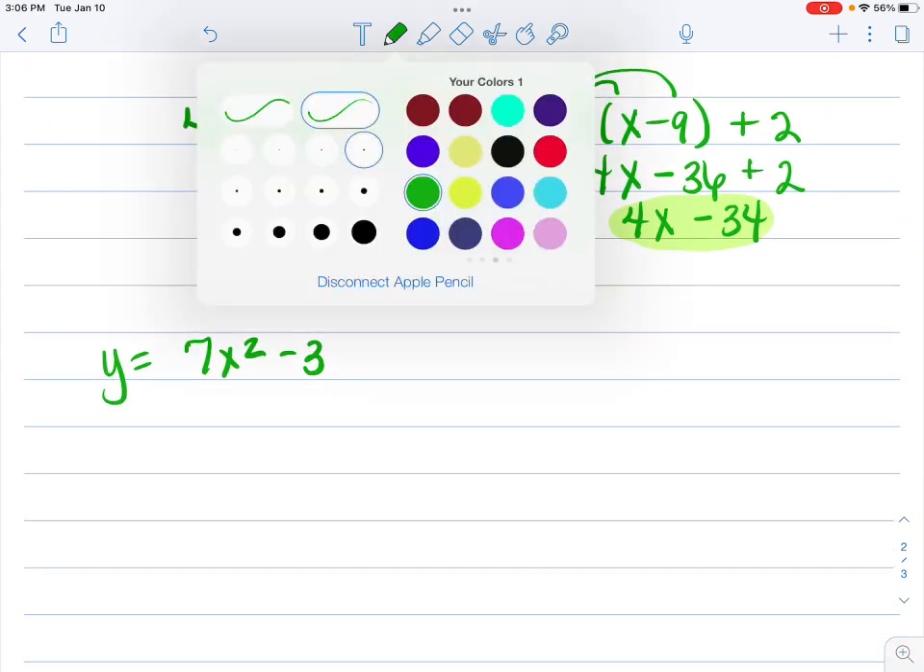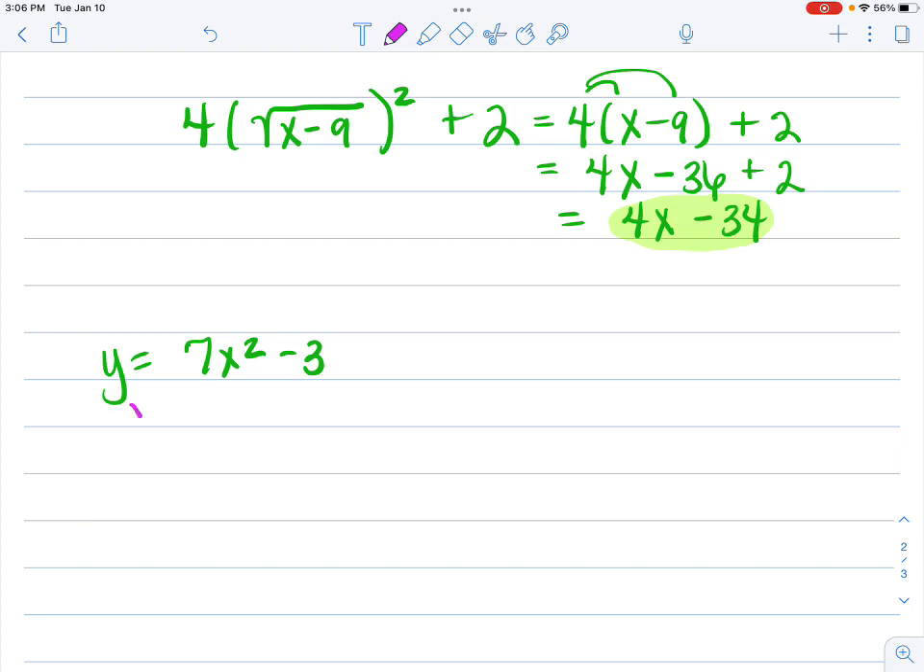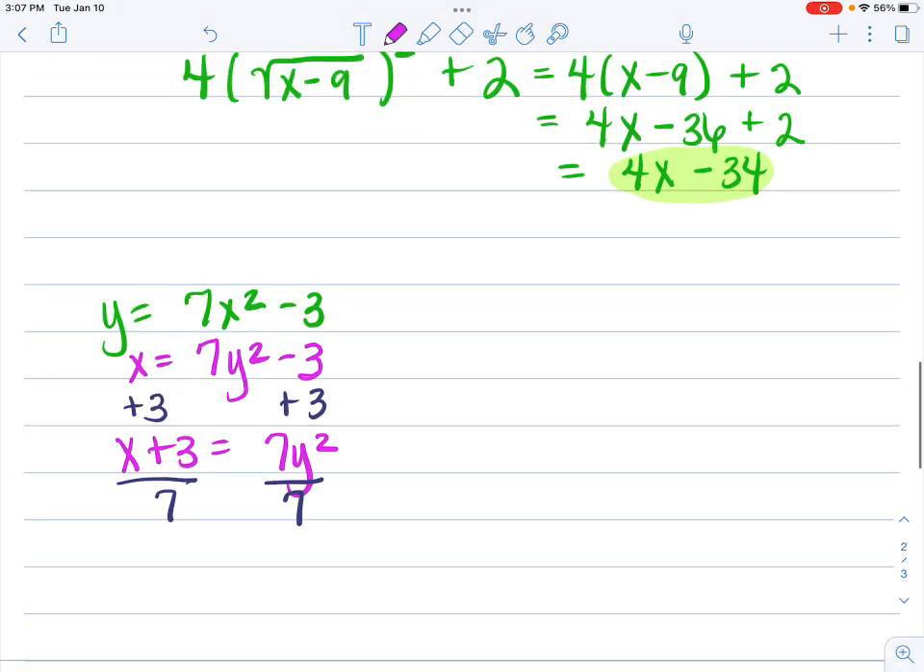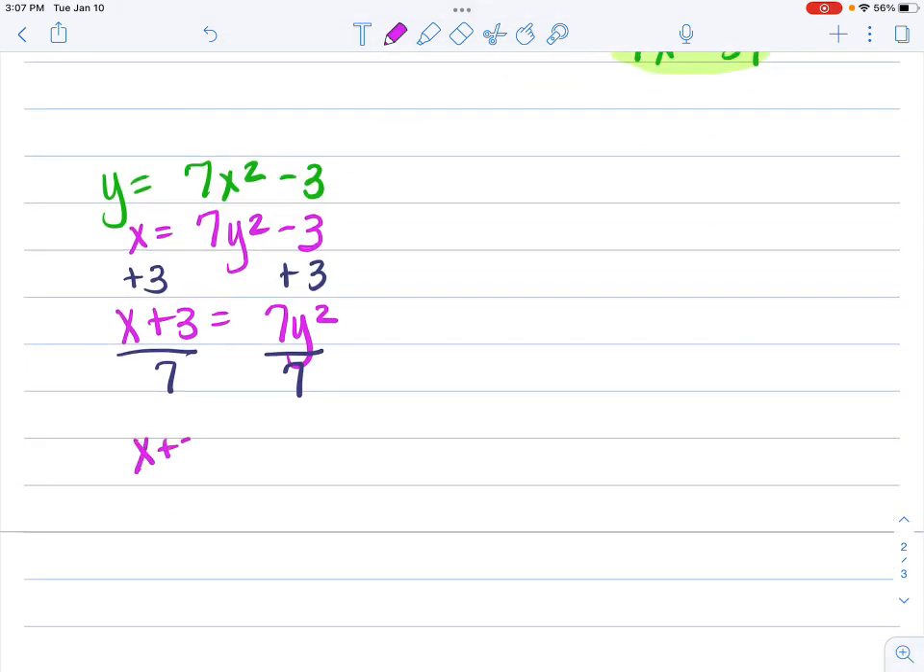Here we go. All right, the first thing I want to do is switch my x and y values. So that's going to become x equals 7y squared minus 3. Again, you're trading your domain and your range. And then now I just want to solve for y. So I would add 3 to both sides. That's going to become x plus 3 equals 7y squared. Again, we're solving for y, so my next step would be to divide by 7. I'm going to leave that as x plus 3 over 7.